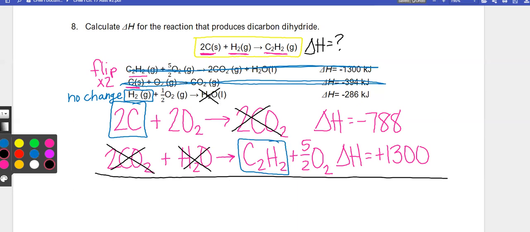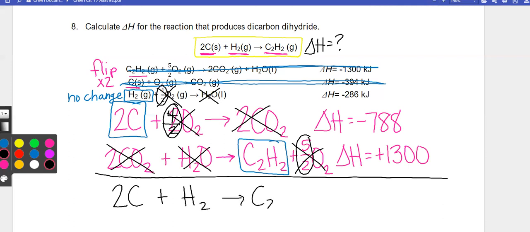Now, the O2s just seem to be the problem, right? So we've got 5 halves O2 right here, and we've got 1 half, and we've got 2. Remember when they're on the same side, they combine together. 2, if you put that in fraction form, would also be the same as 4 over 2. So 4 over 2 plus 1 half, 1 over 2 makes 5 over 2. So the O2s all cancel each other out. Okay, so what we're left with is 2C plus H2 makes C2H2, which is what we were looking for.